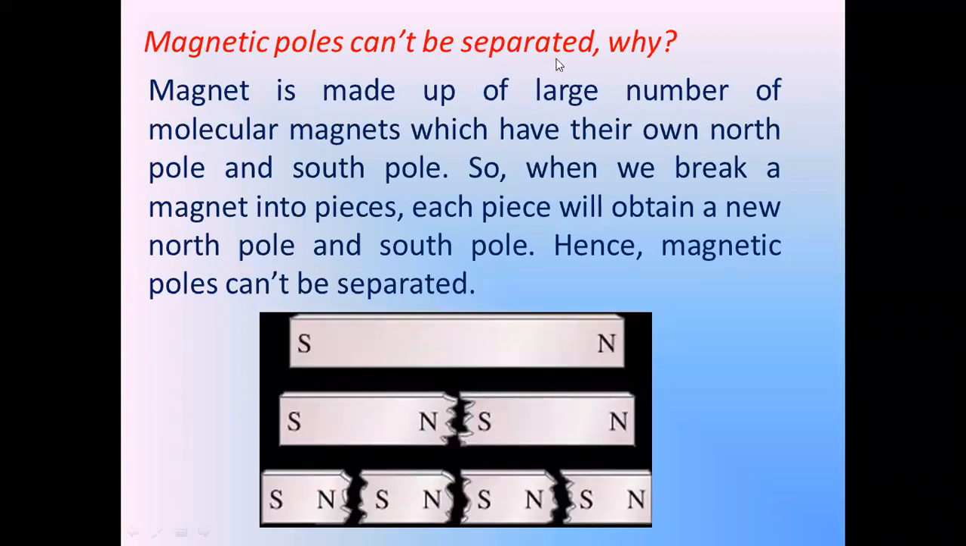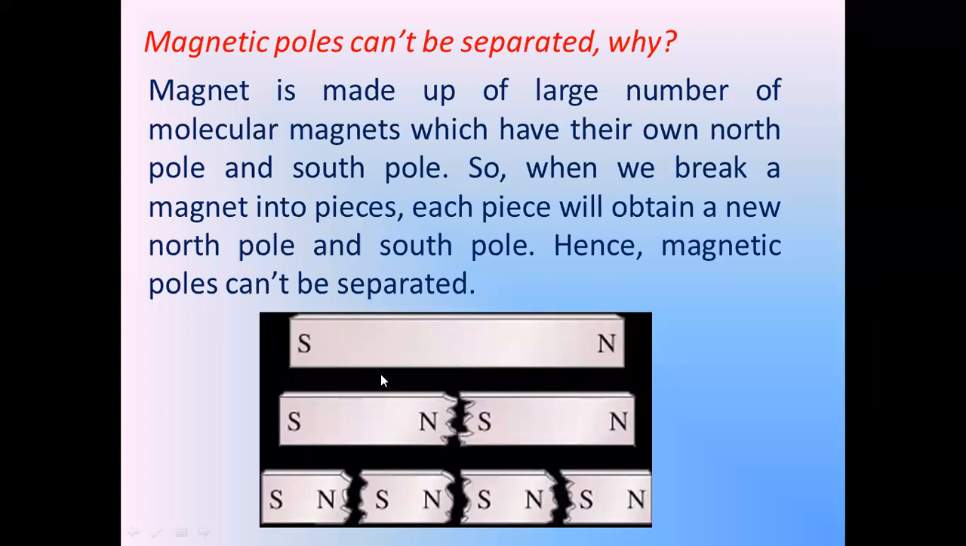Magnetic poles cannot be separated because a magnet is made up of a large number of molecular magnets, which are very, very tiny independent magnets that have their own north pole and south pole. We know that even the molecules have their own north pole and south pole, right? So when we break a magnet into pieces, whether 2 pieces, 4 pieces, 100 pieces or 1000 pieces, each piece will obtain a new north pole and south pole.